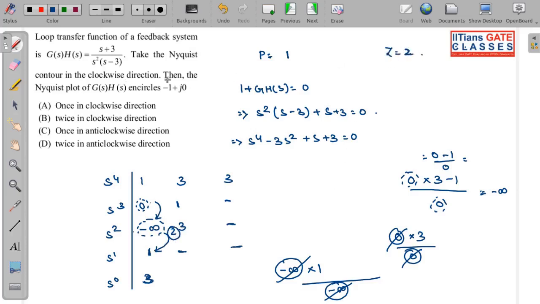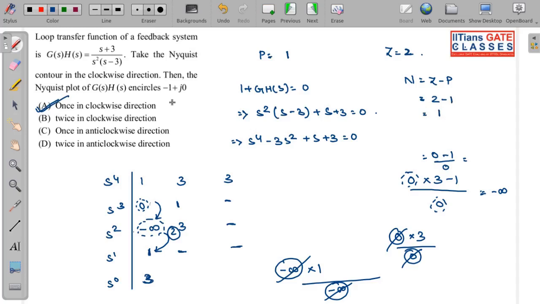So here it is asked, the Nyquist contour in clockwise direction. So N = Z − P. Why? Because in clockwise it is asked. So here N, the number of encirclements, is in the clockwise direction. So Z is equal to 2, P equal to 1. So you can see that is 1. So once in the clockwise direction, option A is your correct answer for this question.